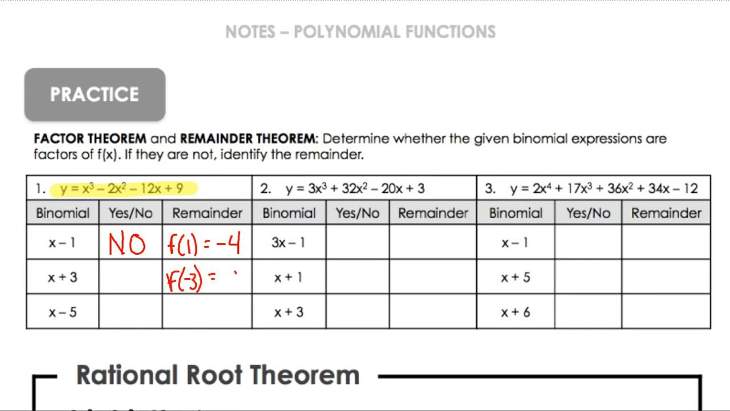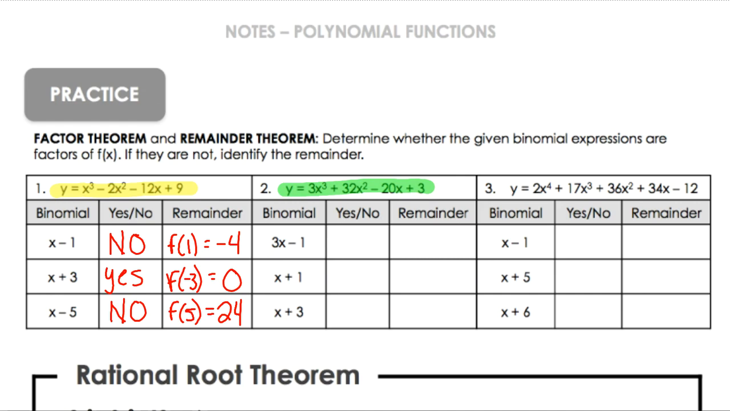And when I do that, I get 0 out. Since I get a remainder of 0, that means that yes, it is a factor. All right, and then lastly on this one, I am going to plug in a 5, substitute that in, 5 cubed minus 2 times 5 squared minus 12 times 5 plus 9. That comes out to be 24. So the remainder is 24, which means it is not a factor because it is not a remainder of 0.